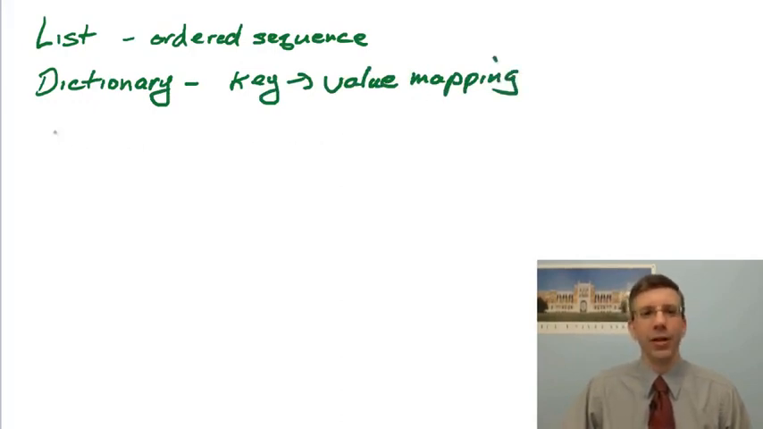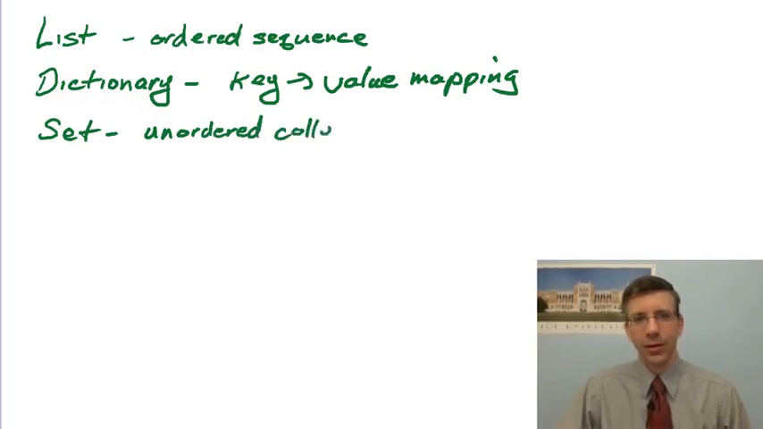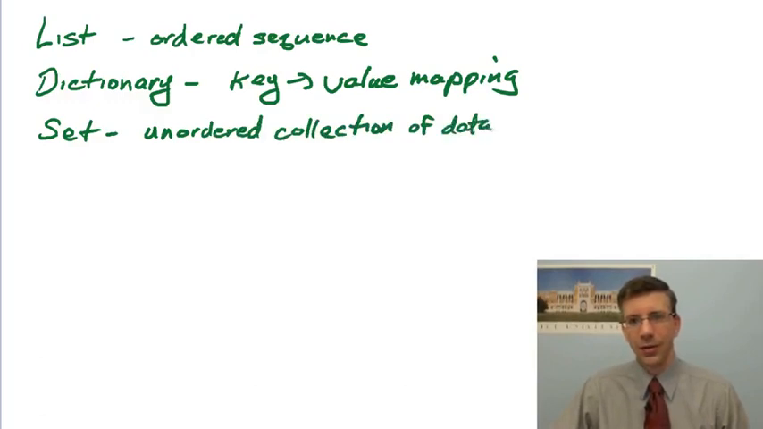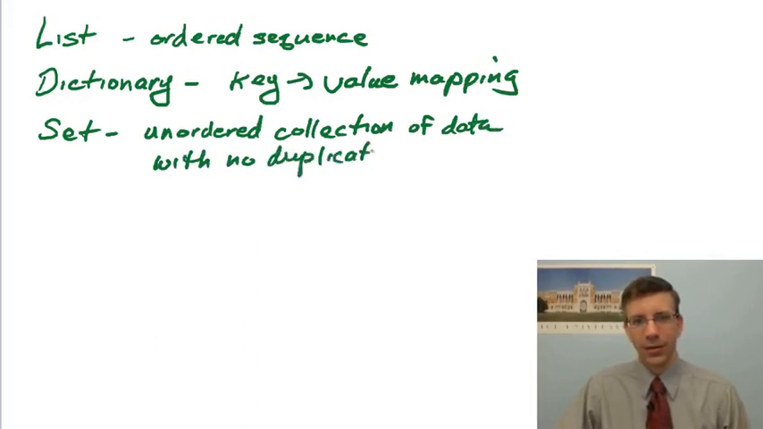In this video, I want to talk about a set. What is a set? A set is an unordered collection of data with no duplicates. All right? And each of these types has their appropriate usage. Okay? If I need to keep things in order, I need to use a list. If I want to map keys to values, I need to use a dictionary. So when do I use a set?